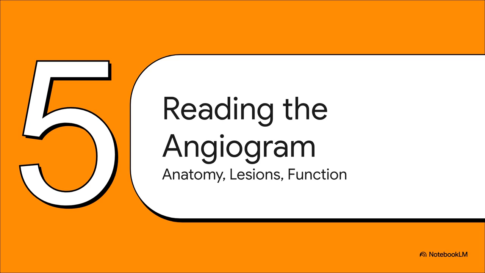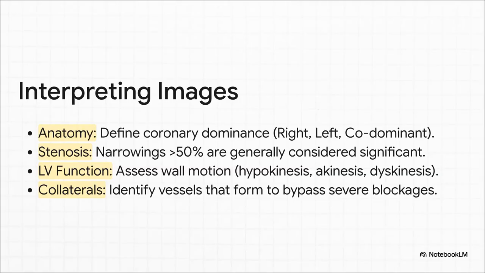All right, we've crunched the numbers on the pressures. Now for what many people think of as the main event, the pictures. How do we look at this luminogram, this map of dye in the arteries, and figure out what's going on? You've got to have a system. First, you just define the basic anatomy. Then, you hunt for narrowings or stenoses and estimate how bad they are.